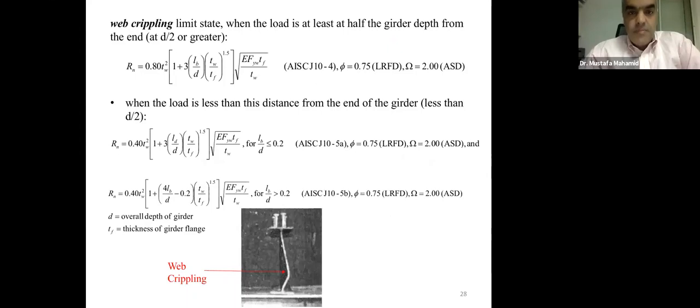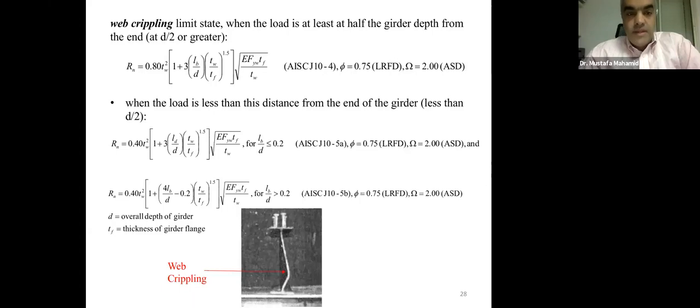The web crippling limit state is given in equations J10-4, J10-5A and B, and that depends on the location of the concentrated load from the end of the member, whether it's applied at a distance greater than d over 2, where d is the depth of the member, or less than d over 2. And you can see in the image how web crippling may happen. It depends on the web thickness, the depth of the member, the thickness of the flange, modulus of elasticity, and yield strength of the web.